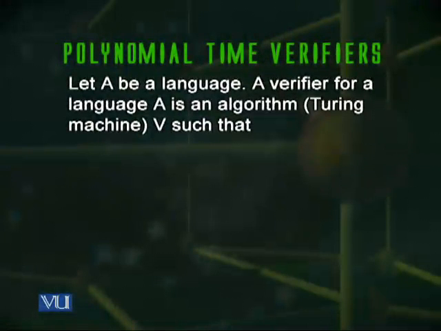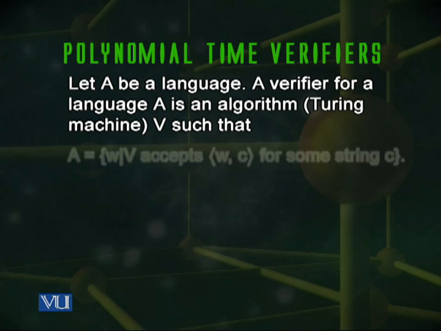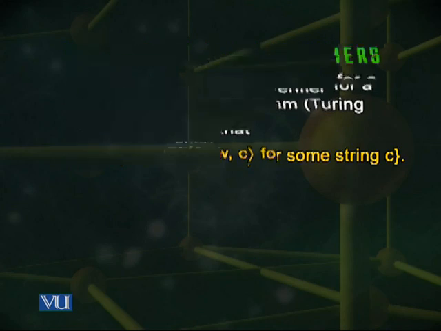So let us say we have a language A. A verifier for the language A is going to be an algorithm or a Turing machine. Remember that an algorithm is the same thing as a Turing machine. We are going to call this algorithm V, a verification algorithm, such that A is the set of all w such that V accepts w comma c for some string c. So this is a formal definition. A is the set of all w such that you can find some c, and when you give w comma c as an input, V will accept that input.